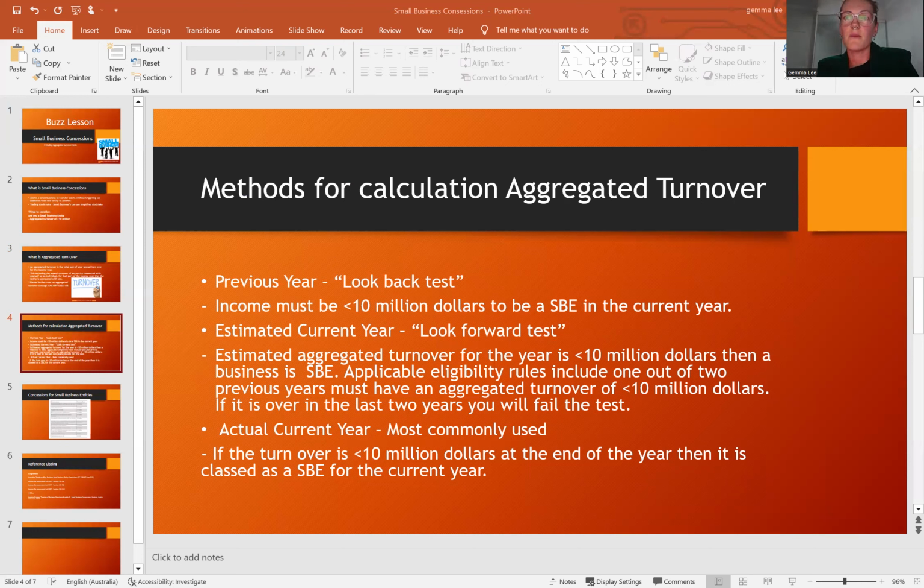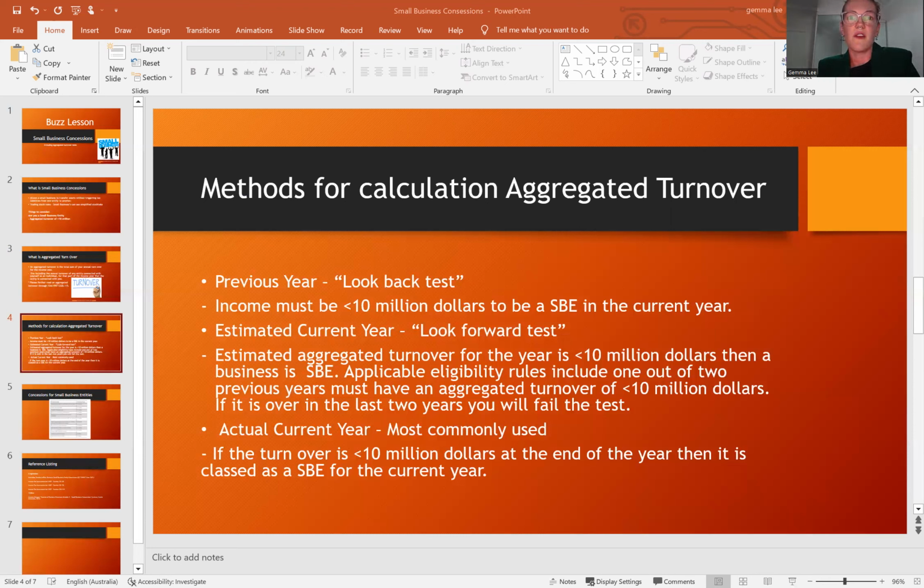And finally, the third method, which is the most common, is the actual current year method. Within this method, if the aggregated turnover is less than $10 million at the end of the year, it is classified as a small business entity for the current year. Going back to Josh, if out of his income for the past 2 years, one of them was under $10 million, he can use the estimated current year method.